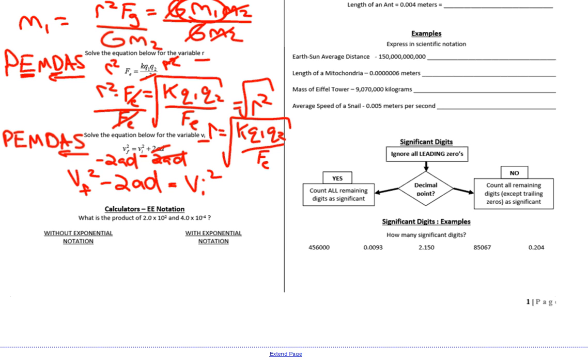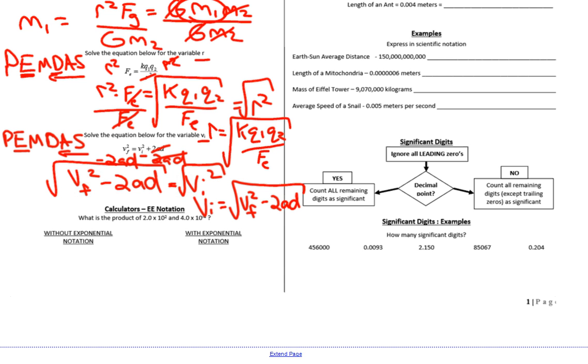Then I can get to the exponent part, and the opposite of squaring is square rooting, and so my vi equals the square root of vf squared minus 2ad.